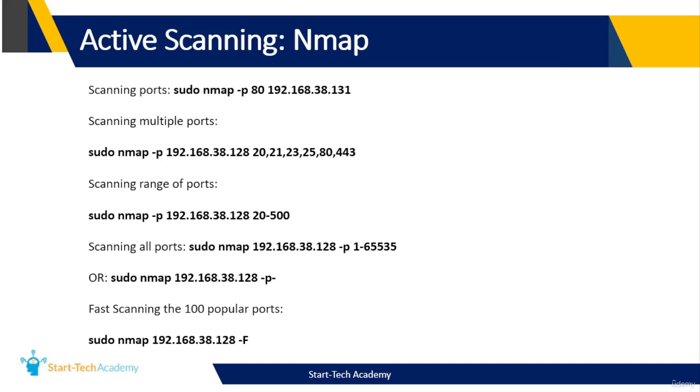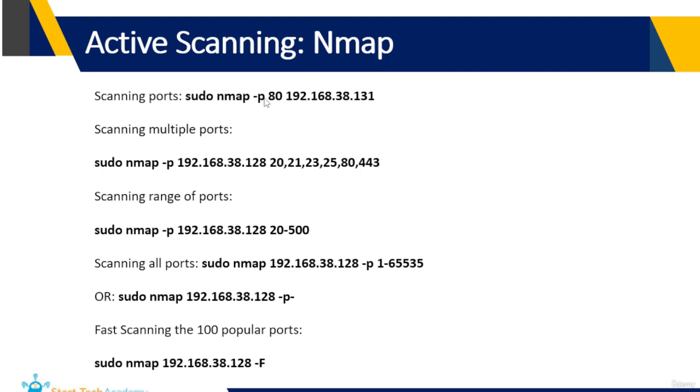So once again, recapping, we did the sudo nmap -p80 to scan one specific port. Then to scan multiple ports, we just put comma, comma, comma in between each one. For the range of ports, we just put a dash in between the start and the end, and -p followed by 1-65535 or -p-. And finally, for fast scanning of the 100 most popular ports, we just put a -F.